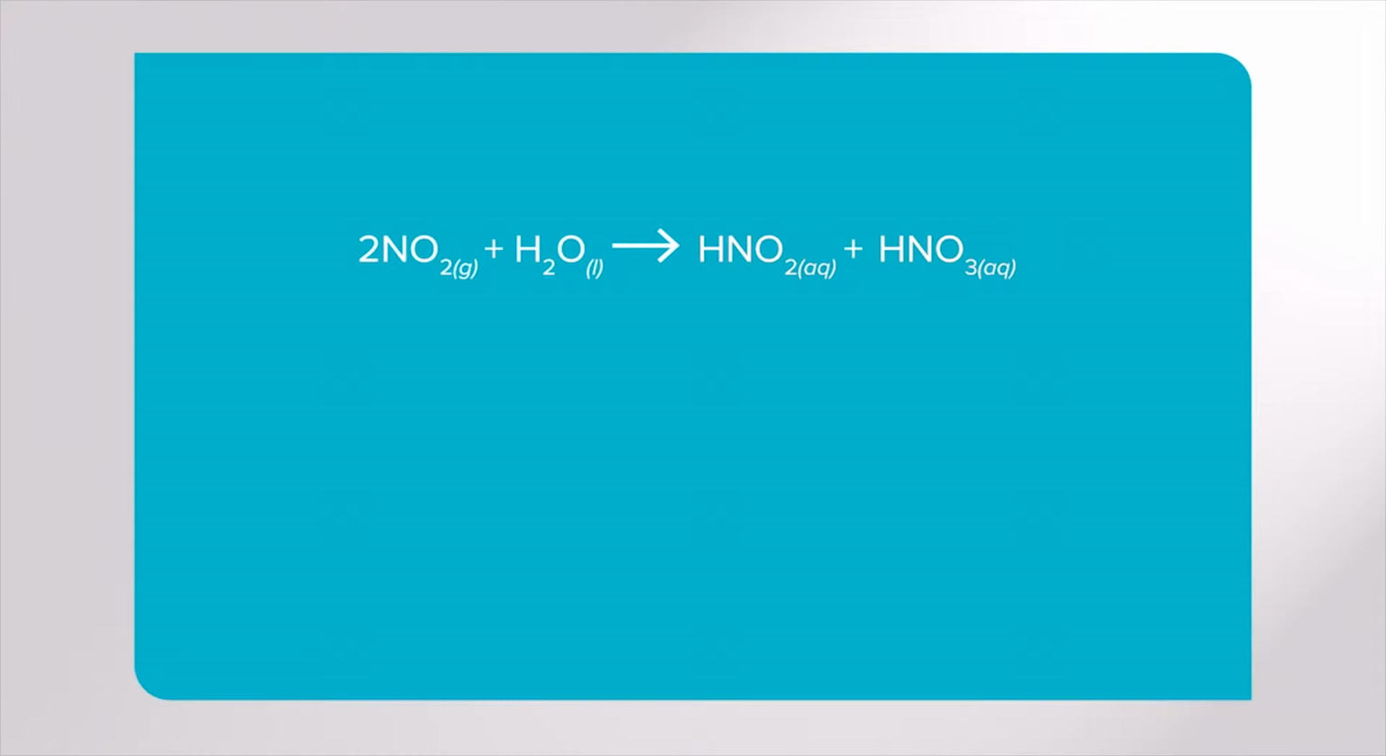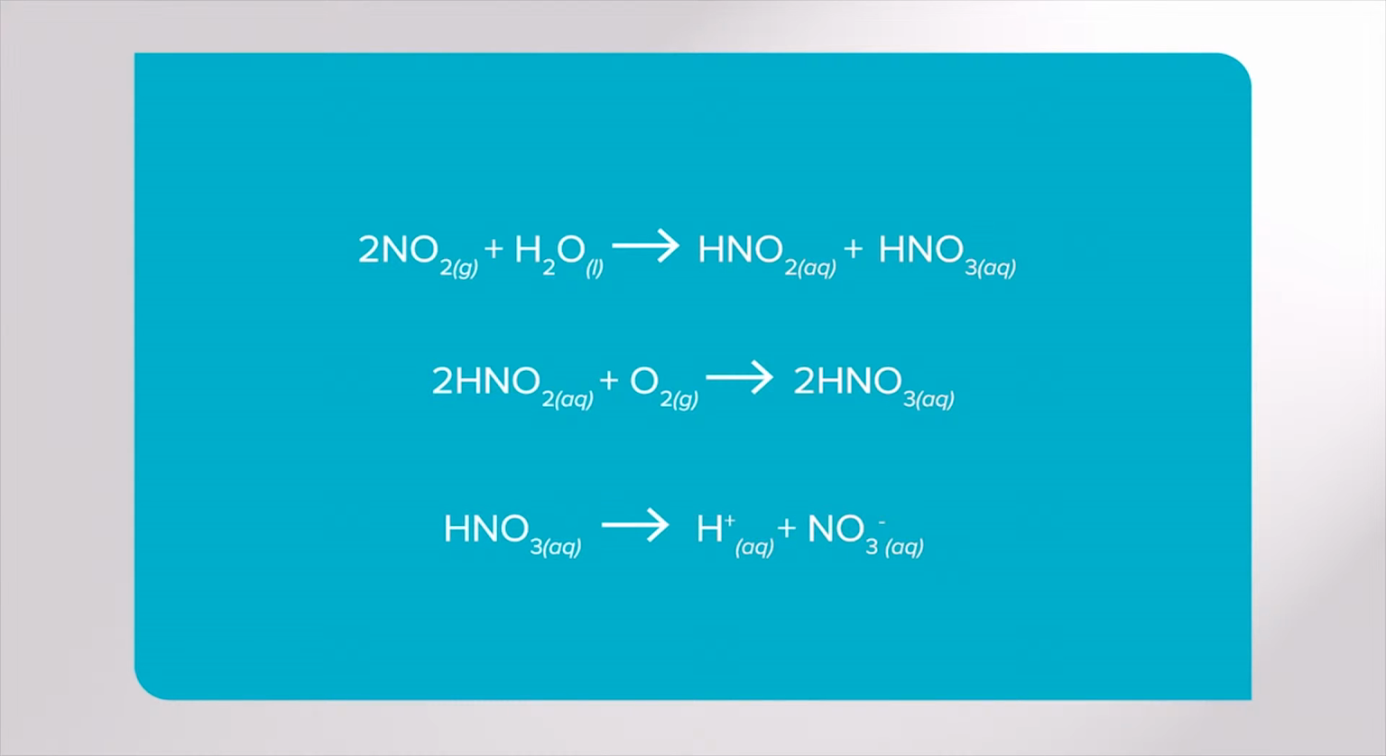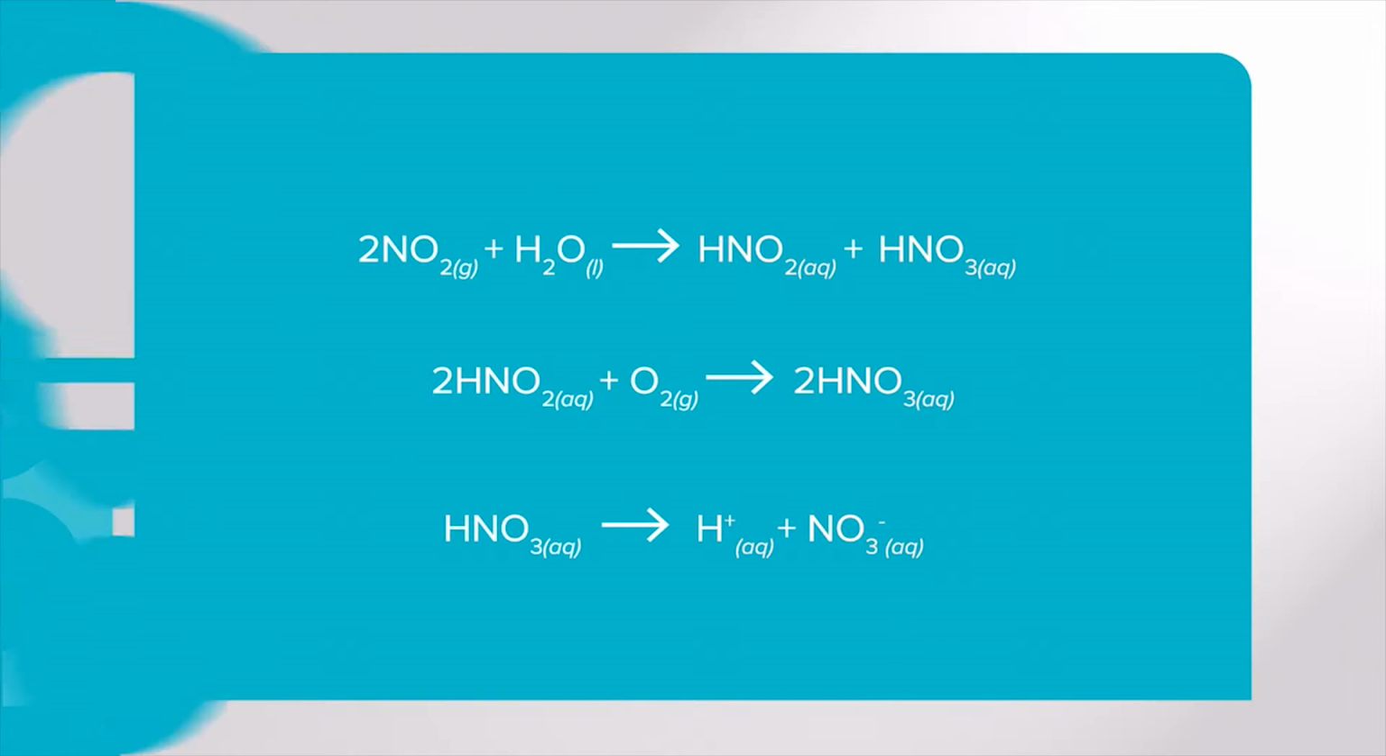The reaction of nitrogen dioxide with water can also form a mixture of acids, nitrous acid, HNO2, and nitric acid, HNO3. The nitrous acid further oxidizes to form nitric acid, HNO3. The nitric acid is a strong acid which ionizes to produce hydrogen ions and nitrate ions.